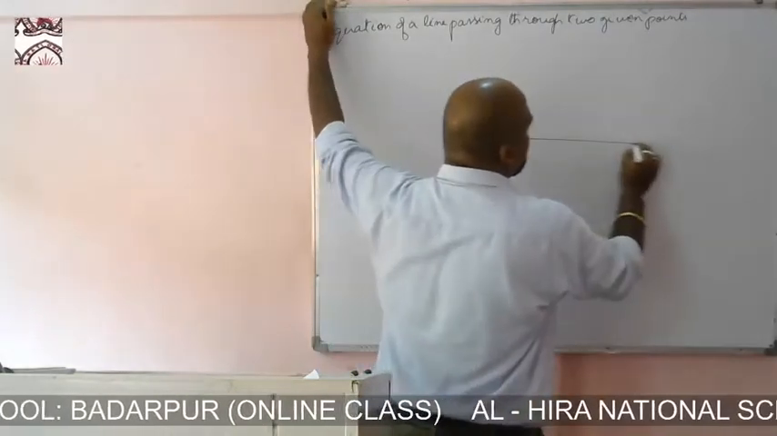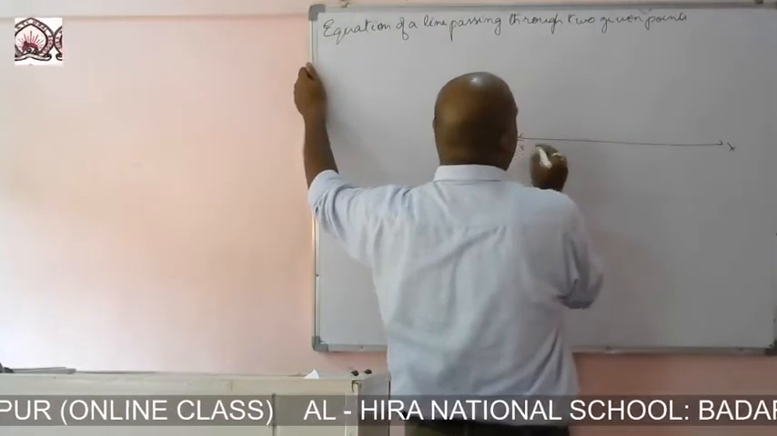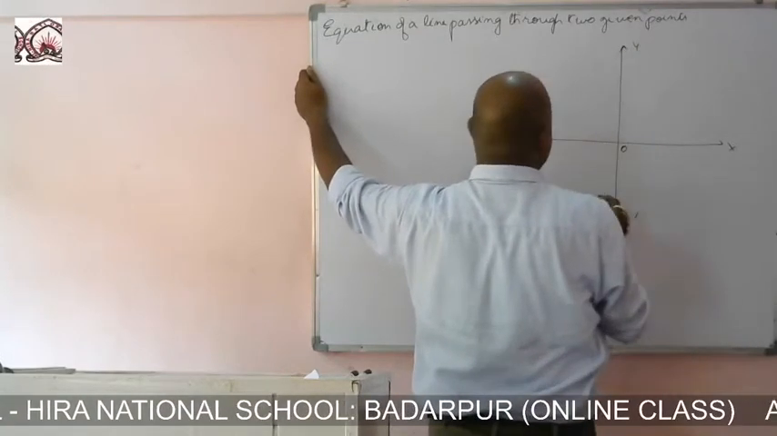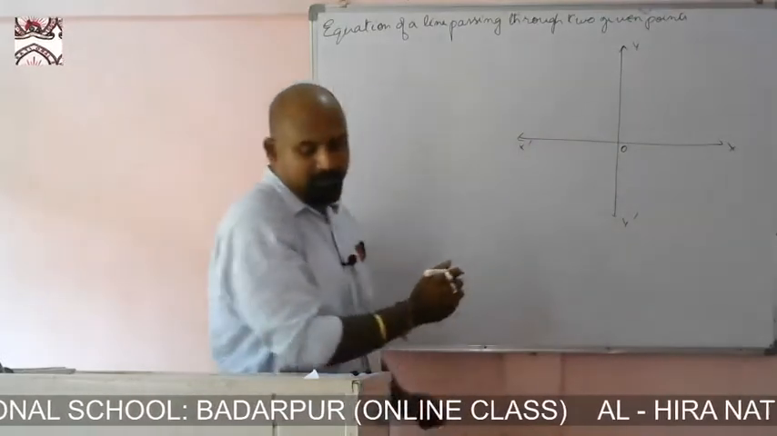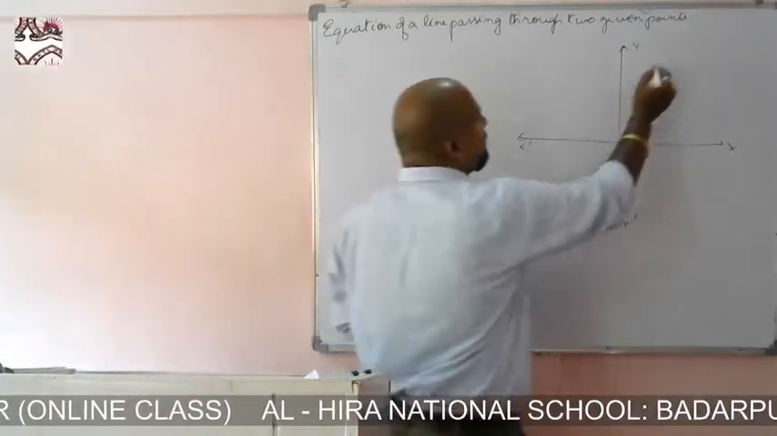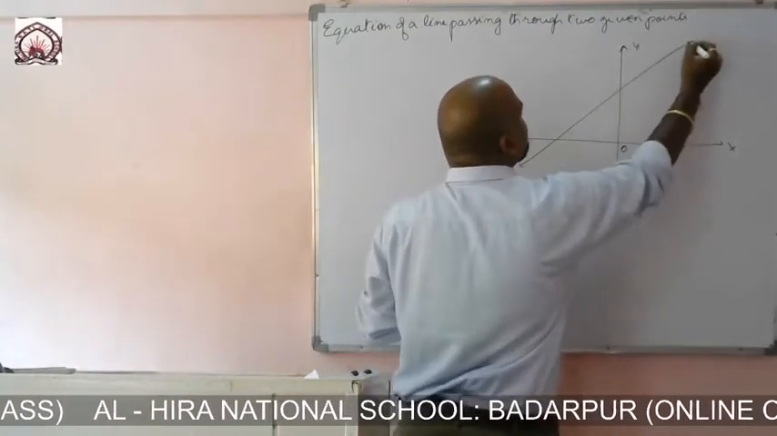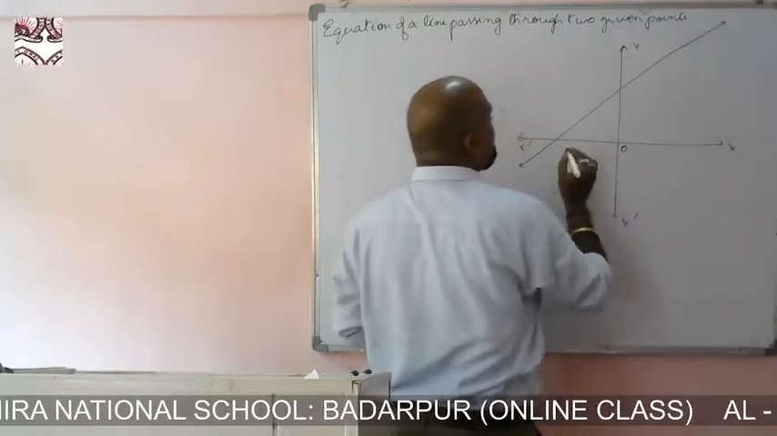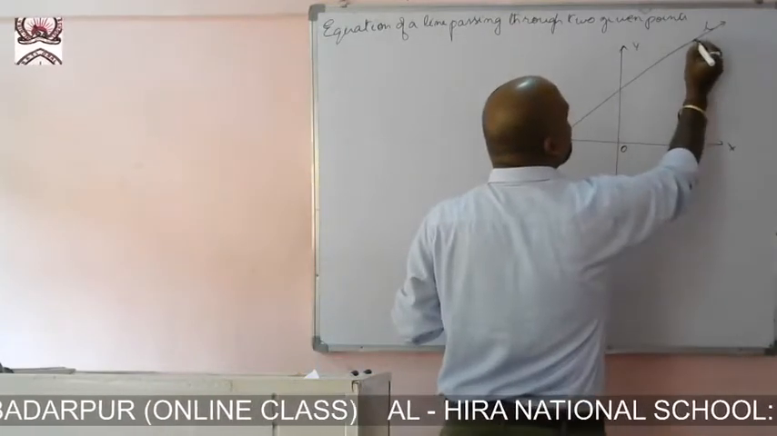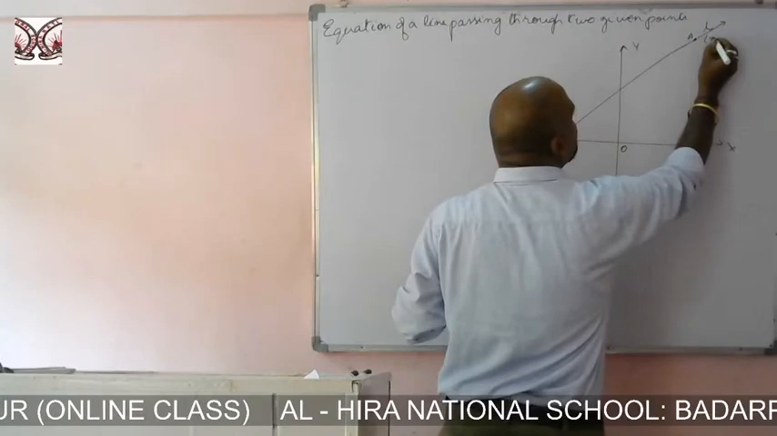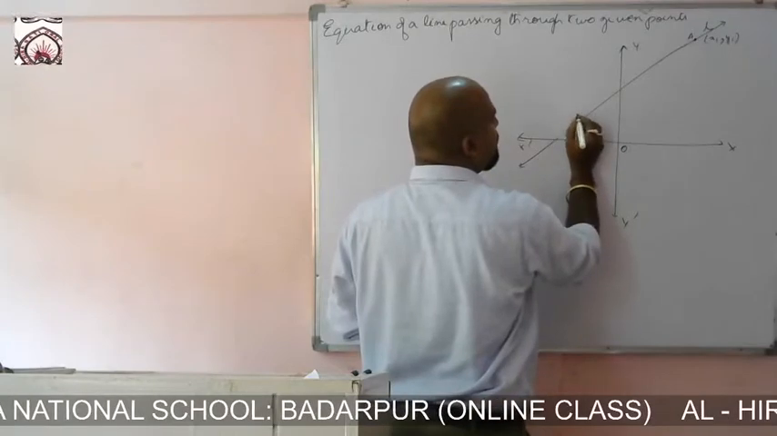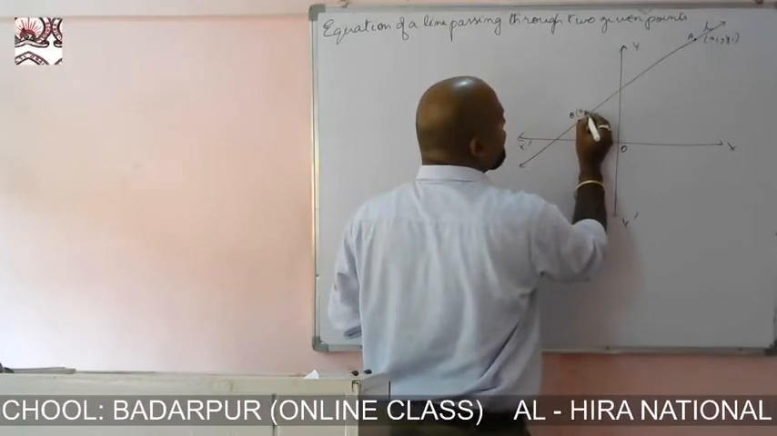Now let us consider this is X'OX, Y'OY. Now let us draw a line. This line is indicated by L. Now let us consider this point is A, whose coordinate is (x1, y1). And another given point is B, whose coordinate is (x2, y2).